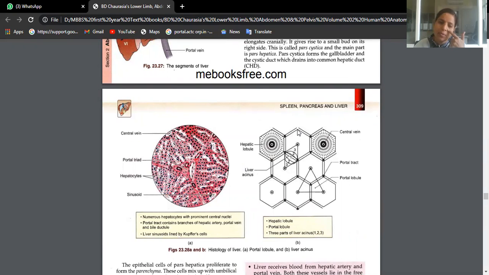Histology: when you see under microscope, the liver shows hexagonal hepatic lobules or liver lobules. In the central area, we have the central vein. Suppose if you join three central veins, this particular area is called the portal lobule. And suppose if you join two central veins of two adjacent hexagonal hepatic lobules, you call it the liver acinus.